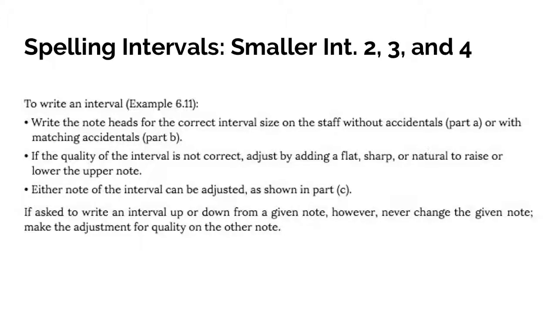And then the last one there, the lower note of the interval can be adjusted as shown in part C. So a major third down, and then if you raise it, it becomes a minor third. So for that first example, E to C is a major third, E to C sharp is a minor third. So you just have to change the accidental depending on what size interval you're looking for.